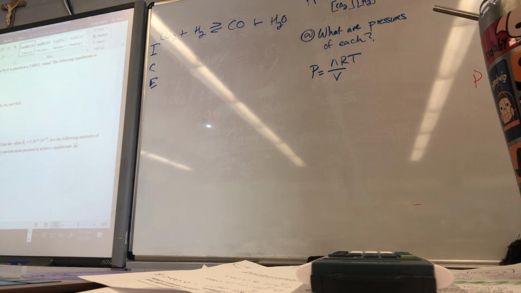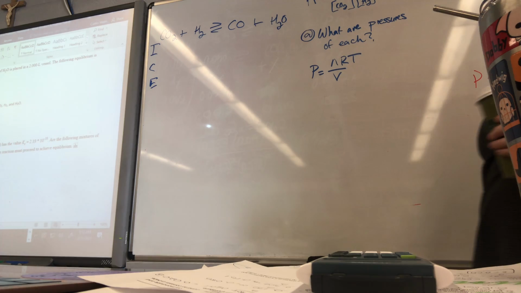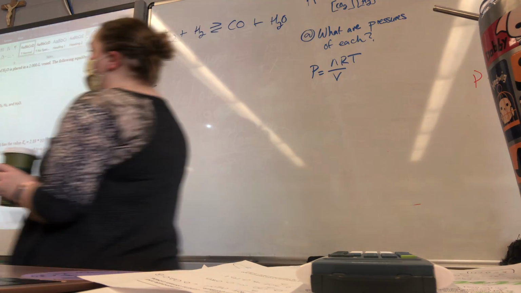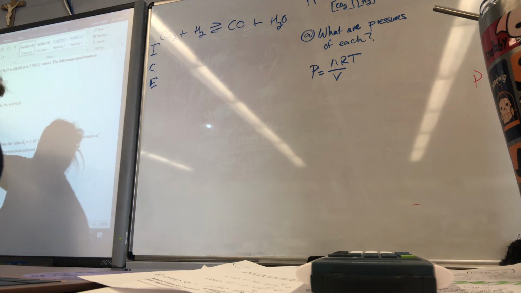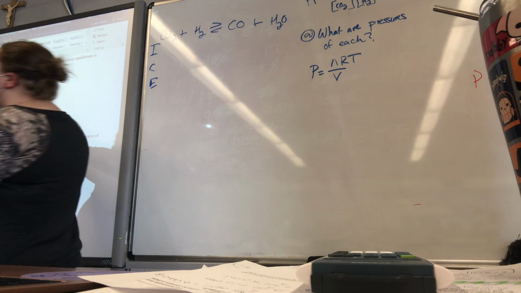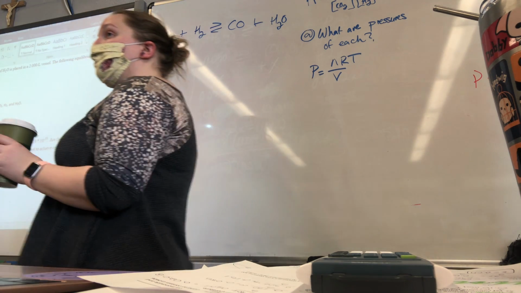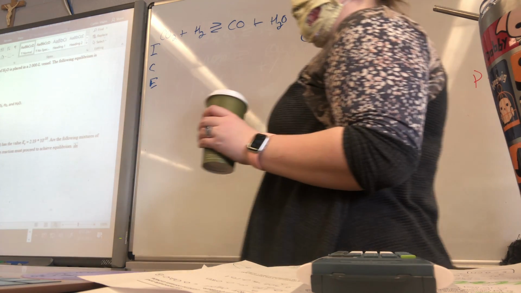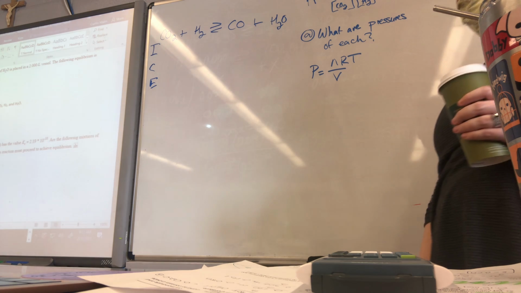The first question asks you what the pressures of each of the individual things are. You are given molar amounts in the equation, so you're given how many moles of each thing there are. You're told what the temperature is, so T. Are you given volume? Yes. Can you calculate the pressures of each individual thing? Yes, you can.